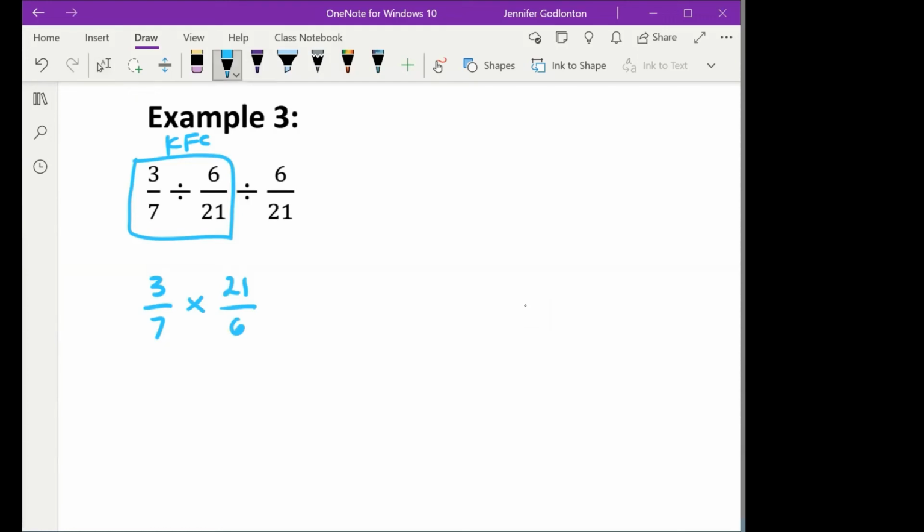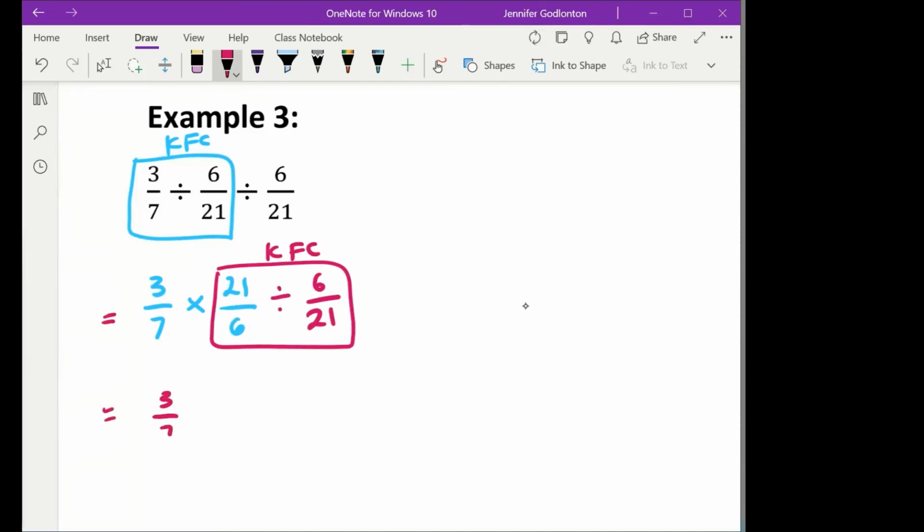Let's just write this out over here, divided by 6 over 21. And then we do the exact same thing over here now. We're going to do KFC over there. So we're going to have 3 over 7 times 21 over 6. We're keeping our first one, flipping our second one, and changing the sign. And this is going to be a big, ugly number.